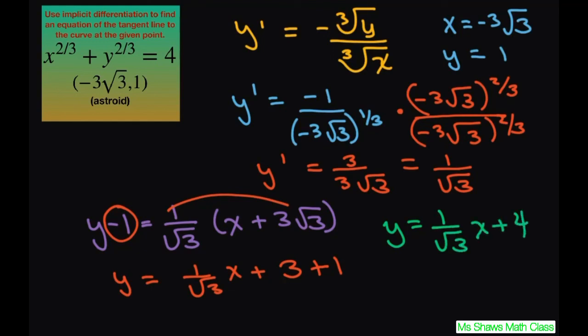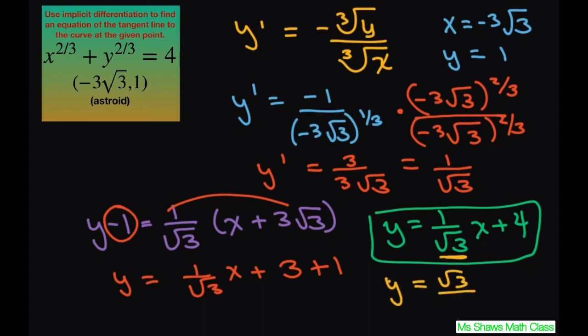That's basically your final answer. If you want, you can also rationalize the denominator here. So you get y equals √3 divided by 3 times x plus 4.